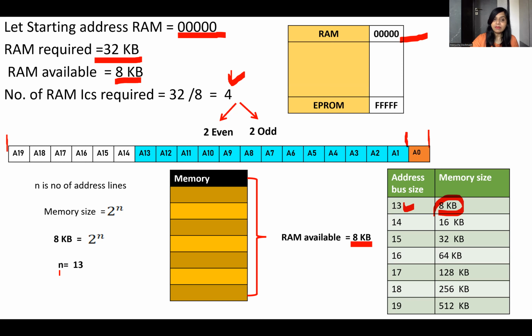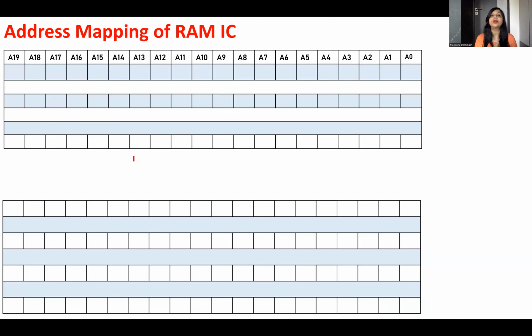Total address lines required are 13, and hence we will select lines from A1 to A13, total 13 lines in the address mapping. So let's see how to do this. How to perform address mapping, how to draw the address mapping table for a RAM IC. A0 we are using for selecting the even bank, and A1 to A13 we are using for address mapping. So first, you have to partition it like this, A1 to A13.